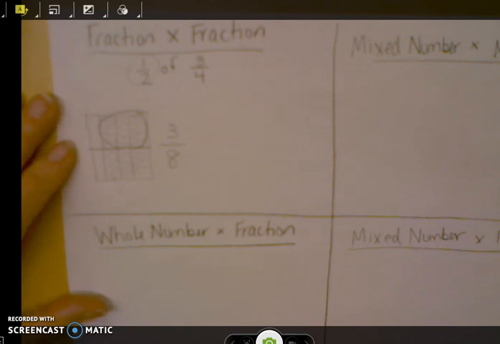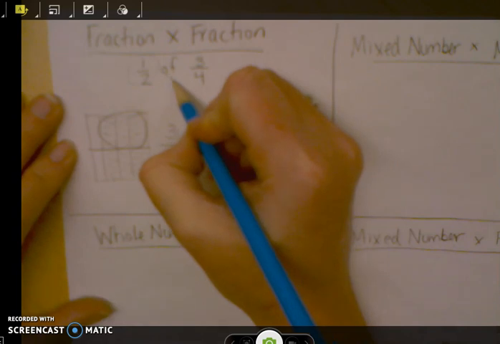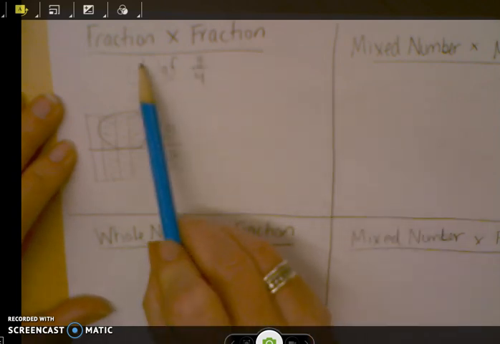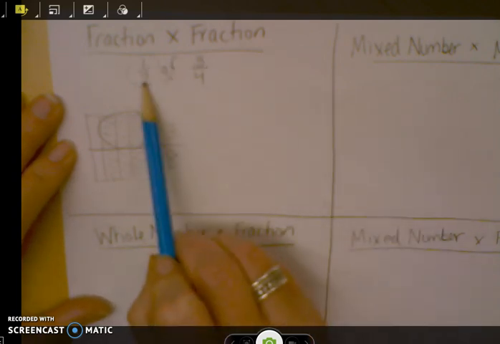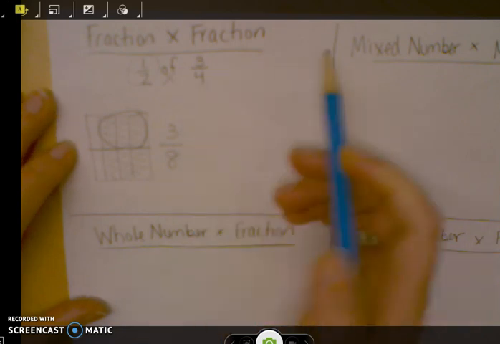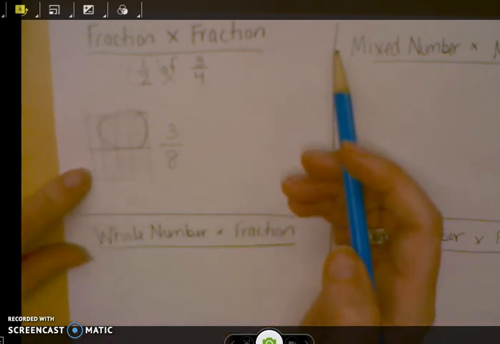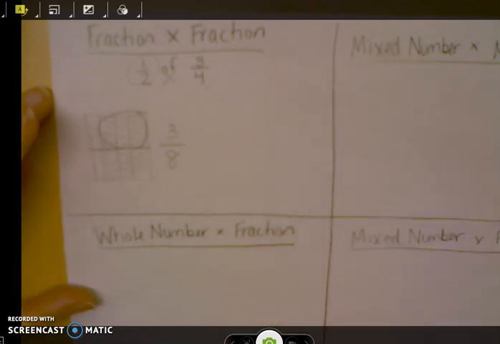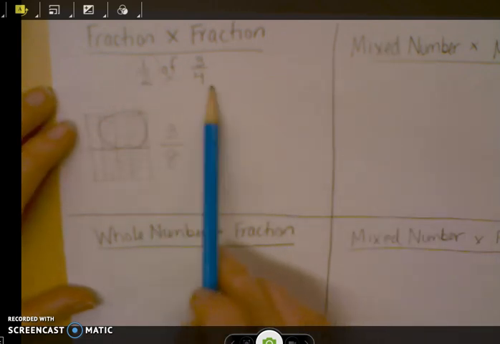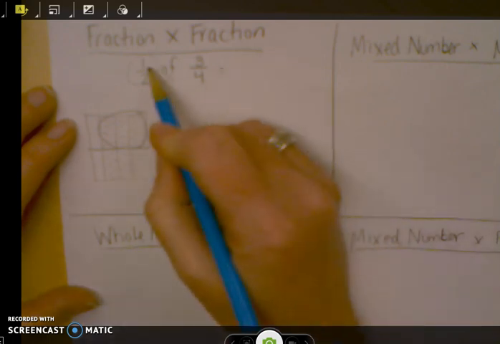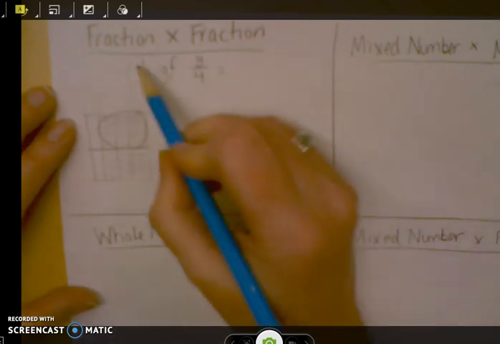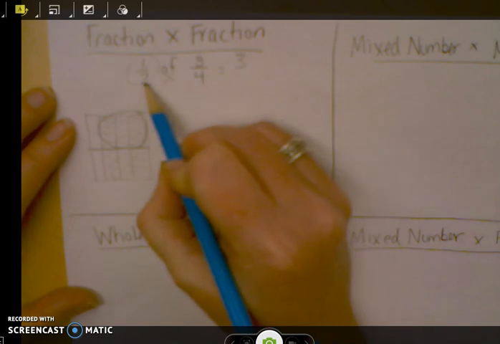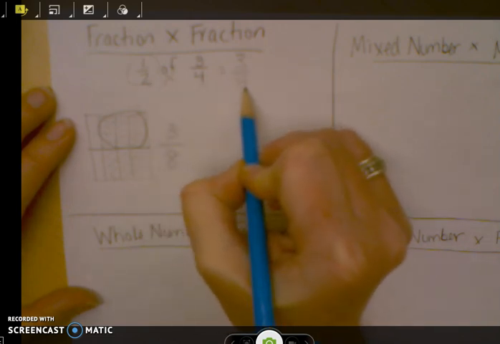So we practiced these models over and over again, and we came to find out that every single time, if you just multiply the numerator times the numerator and the denominator times the denominator, you got the same answer as you did if you drew it out in a picture. So we figured out the algorithm would be numerator times numerator and denominator times denominator. So if you apply that rule, 1 times 3 is 3, 2 times 4 is 8.